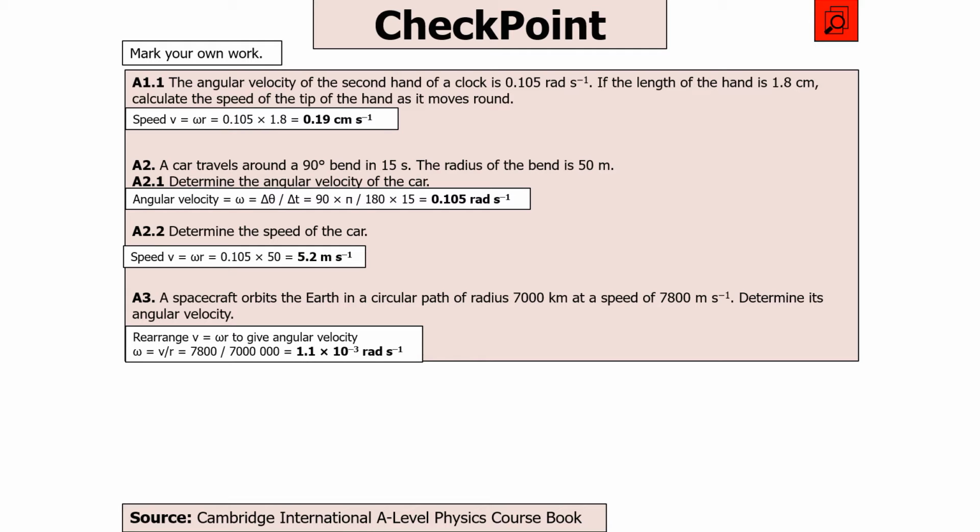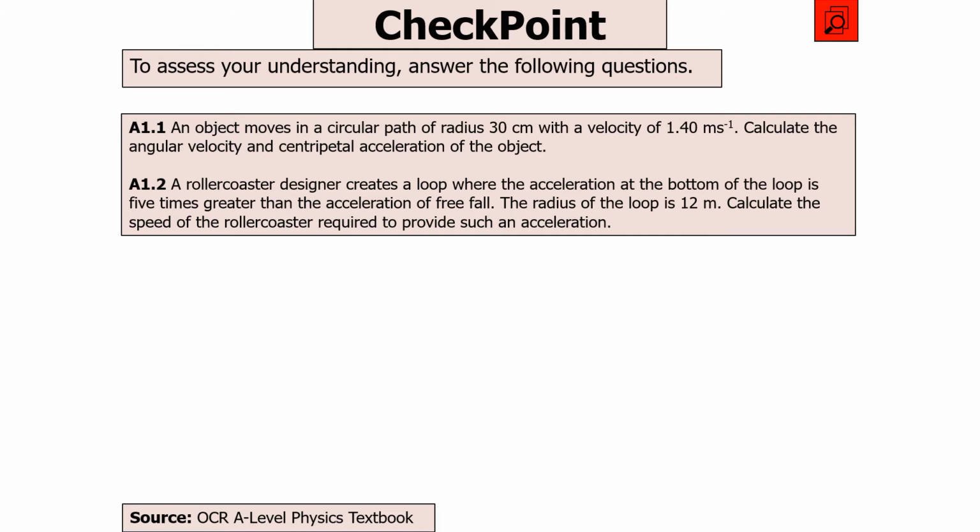We convert the kilometers into meters, and therefore we get our answer to be 1.1 times 10 to the minus 3 radians per second. The next question says an object moves in a circular path of radius 30 centimeters with a velocity of 1.40 meters per second. Calculate the angular velocity and the centripetal acceleration of the object.